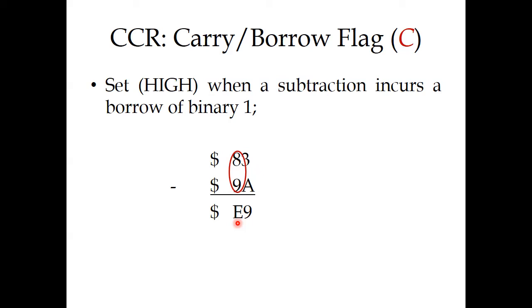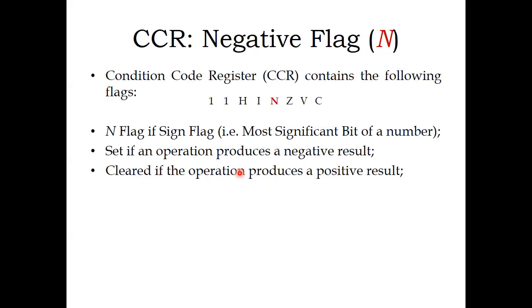Okay. So again, to make it simple, if the minuend, meaning the first number, is lower than the second number, and you are doing a subtraction, this will always occur. Meaning, you have to borrow. So these are the two conditions when the C flag is set. Let's look at the N flag. We'll cover all these flags, but we're just doing it in a different order.